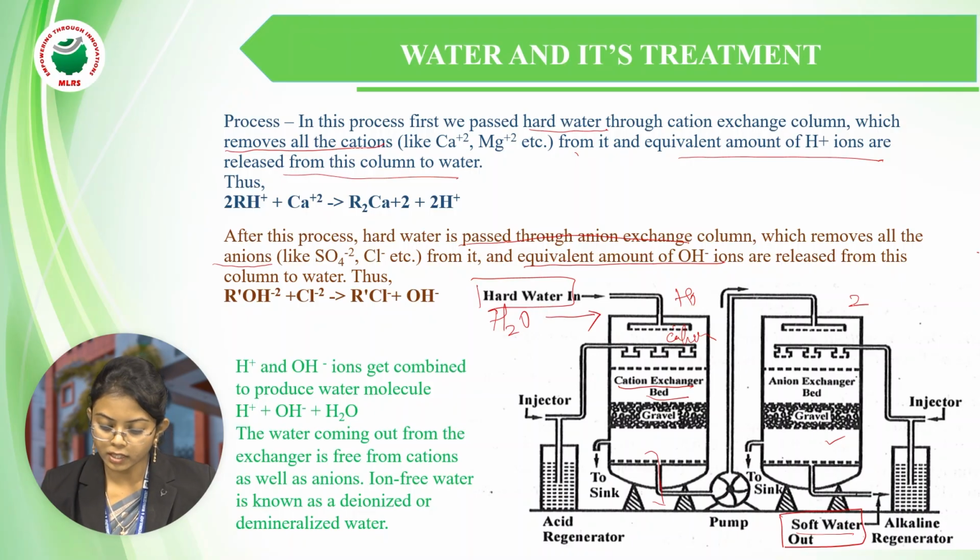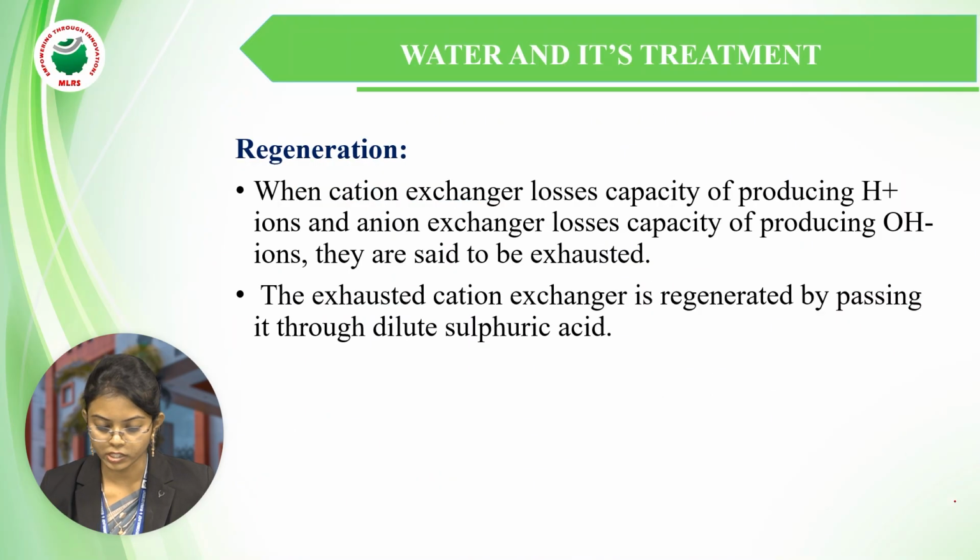Now, the cation exchanger and anion exchanger have resins, which will get exhausted after some time or after use. Now, these exchangers are again regenerated, as you can see here. To regenerate the cation exchanger, we are going to use the acid regenerator, and to regenerate the anion exchanger, we are going to use the alkaline regenerator. We'll see what is regeneration.